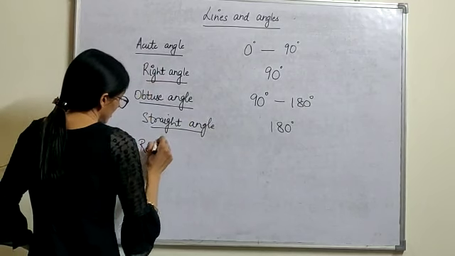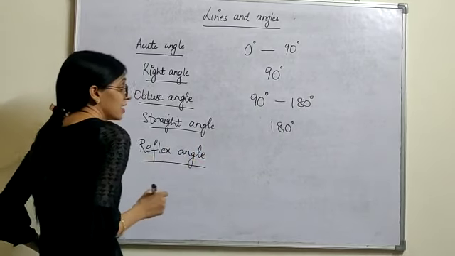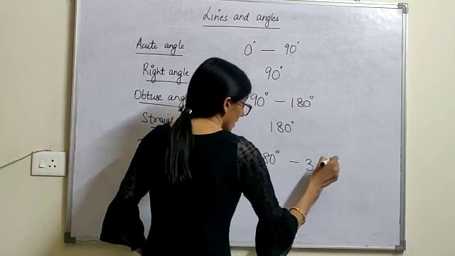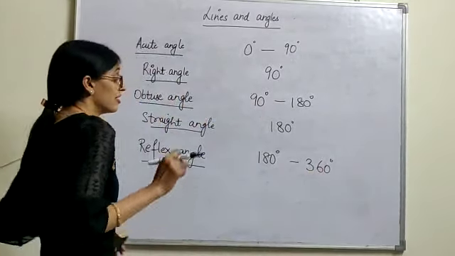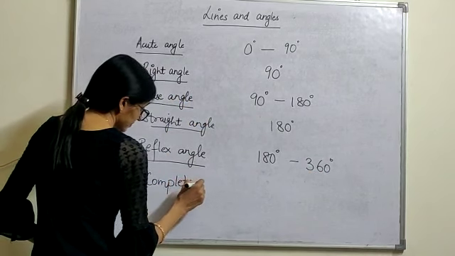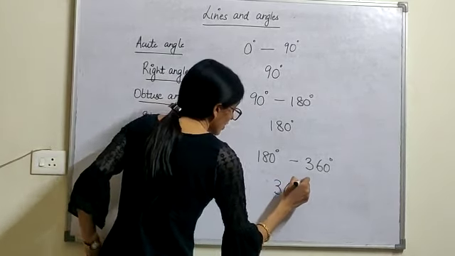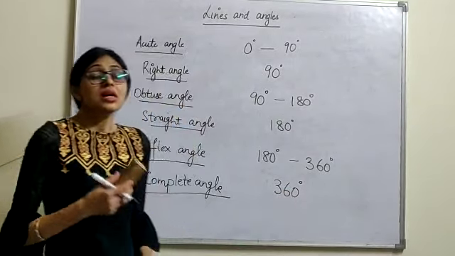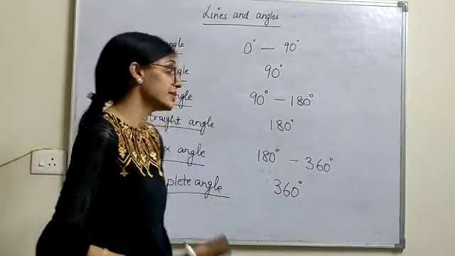Next is reflex angle. An angle of the measure 180 degree to 360 degree, any angle which lies between 180 degree to 360 degree, is known as a reflex angle. Now, complete angle. An angle whose measure is 360 degree is known as a complete angle. So, these are the different forms of angles which you have to understand.